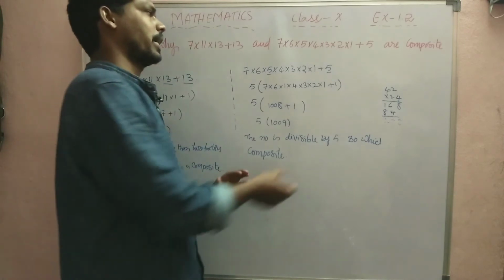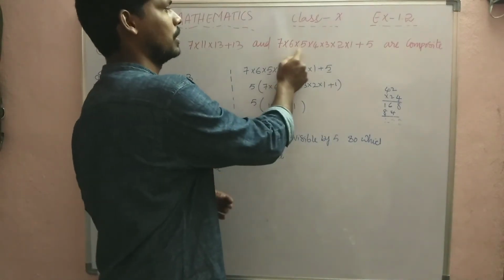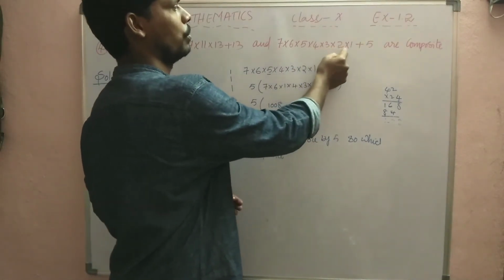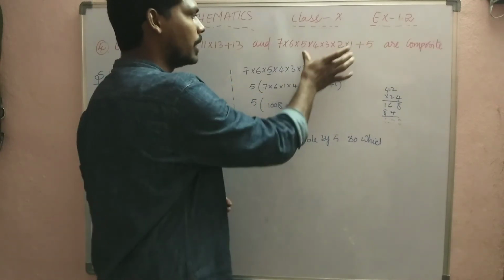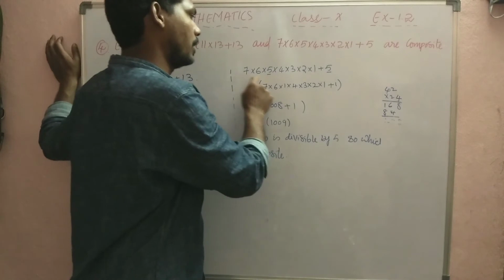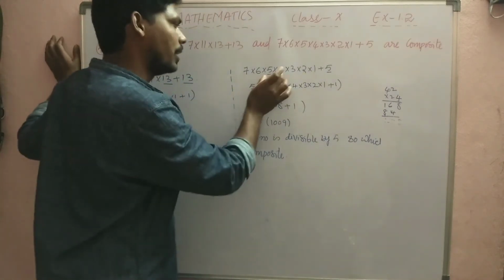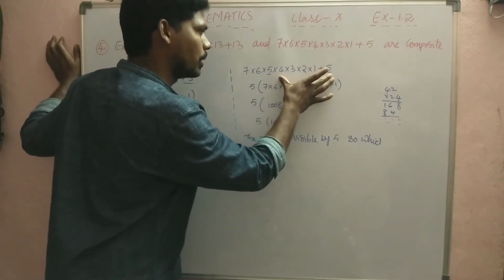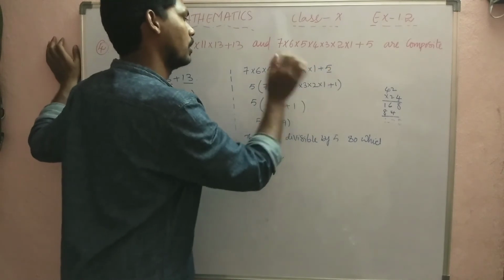Next, coming to the second part, that is 7 into 6 into 5 into 4 into 3 into 2 into 1 plus 5. This is the second part of the problem. So write the given question here, and among these two terms 5 is common, so put it outside.